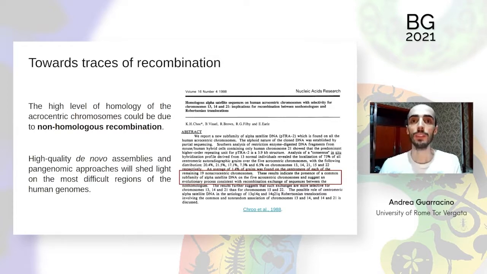P-arms of the acrocentric chromosomes are difficult to study because of their highly repetitive sequences that complicate assembly and downstream analysis. However, high-quality de novo assemblies and new pangenomic approaches will open the door to these regions too, allowing us to decrypt possible traces of recombination between non-homologous chromosomes.